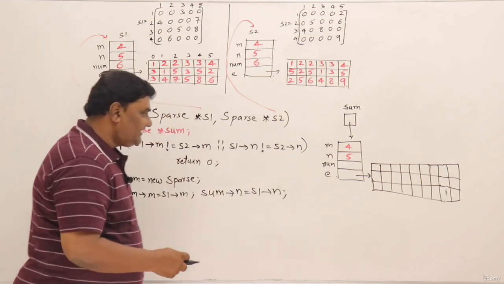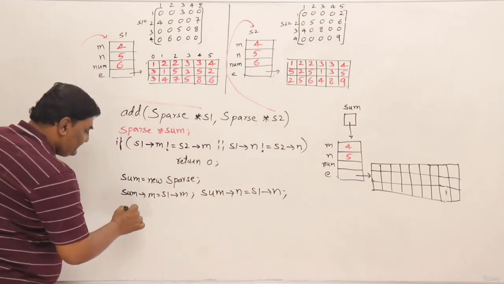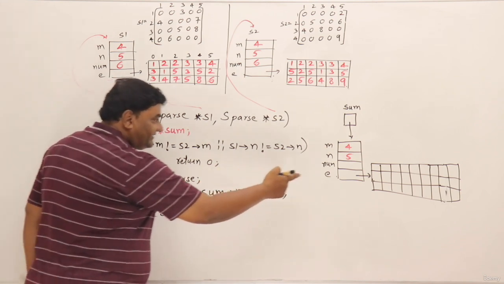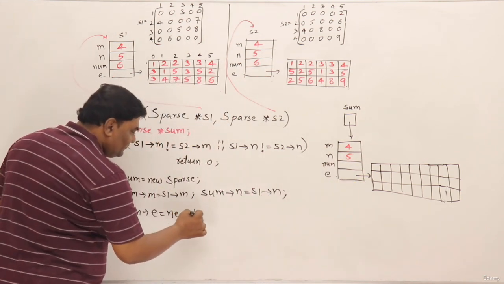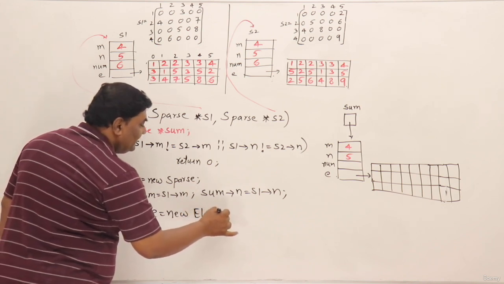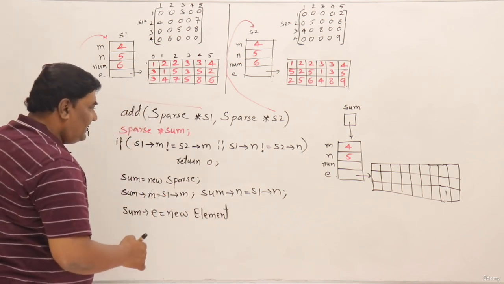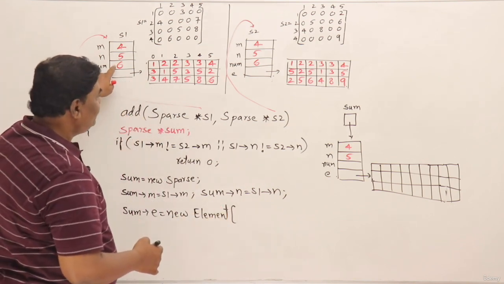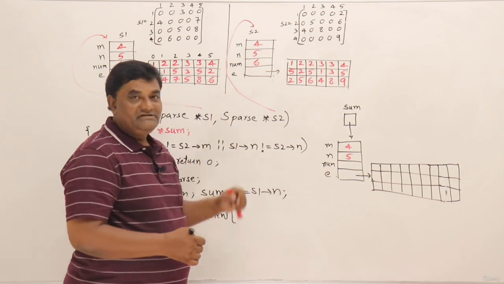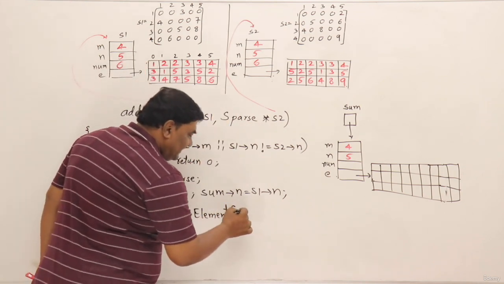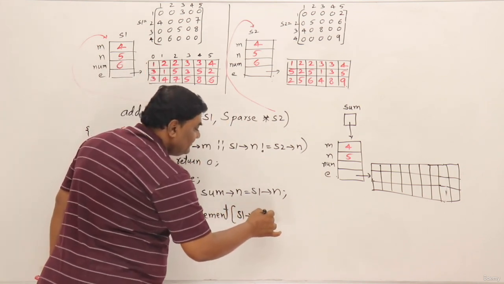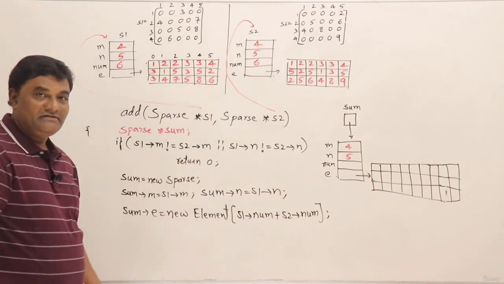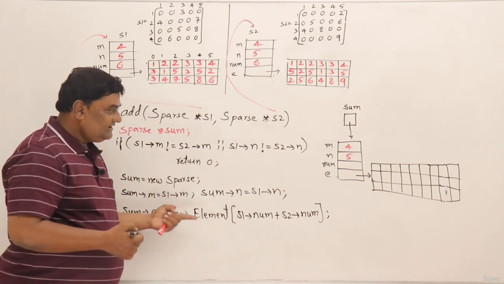So let us create this array. For that I have to say sum's e assign new. So what is that? Array of elements. So new elements. Element is one structure, we have already seen it. And what should be the size? The size should be the combined size of S1 and S2's non-zero elements. So let us say S1's num plus S2's num. So this array is created. So we have finished with the initial work.